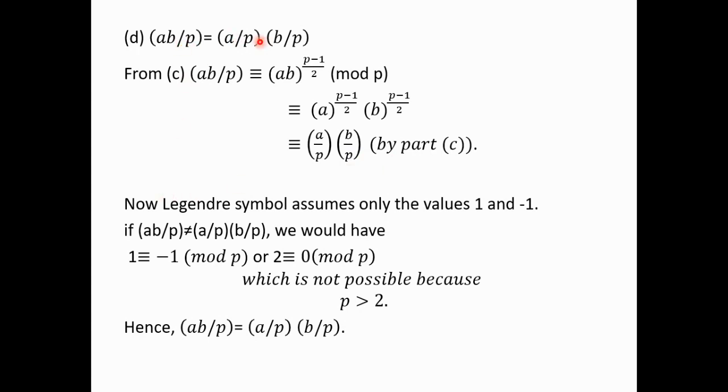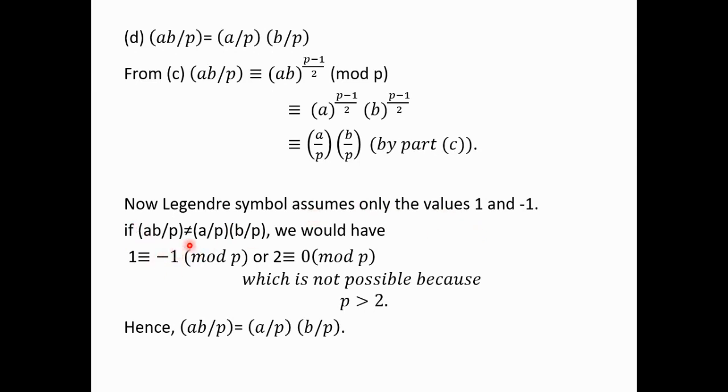But we have to show that they are equal. Now the Legendre symbol assumes only the values 1 and minus 1. We know by definition that the Legendre symbol has only two values, either 1 or minus 1. Either the congruence is solvable or not, either residue or non-residue. So the Legendre symbol assumes only two values, 1 and minus 1.